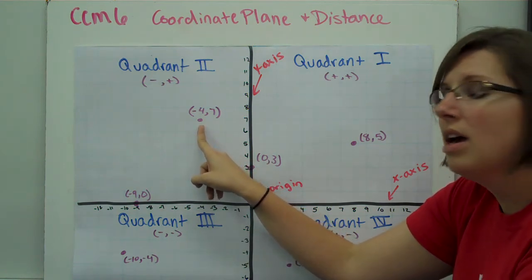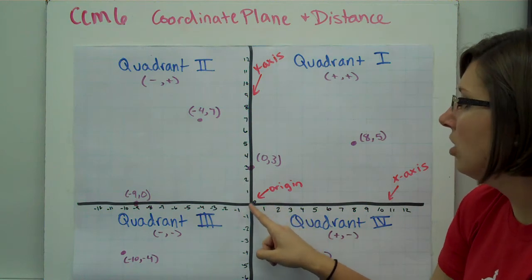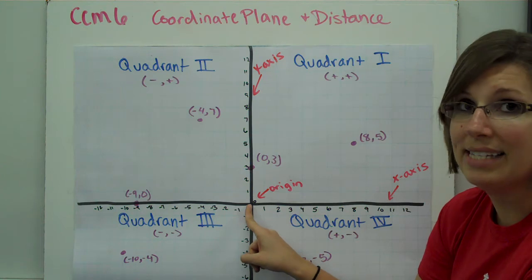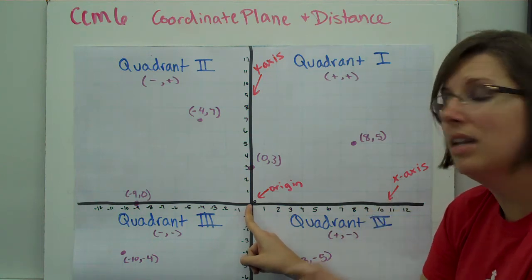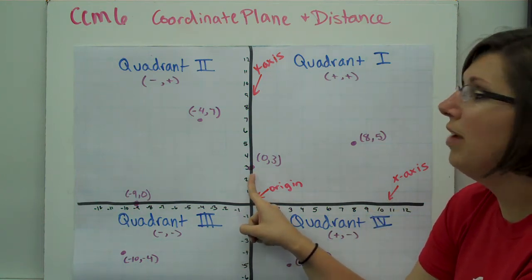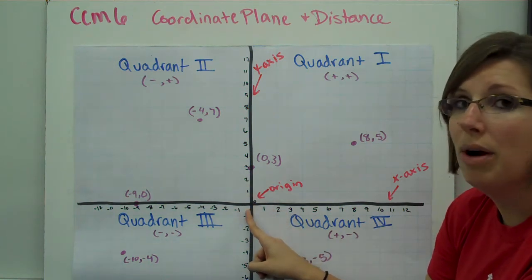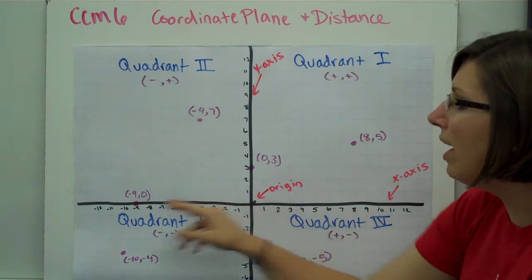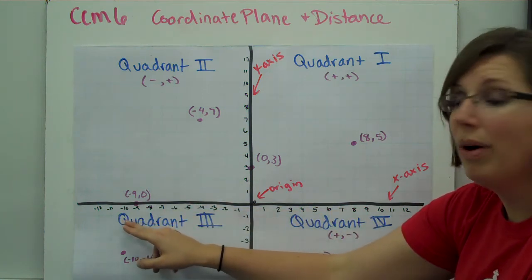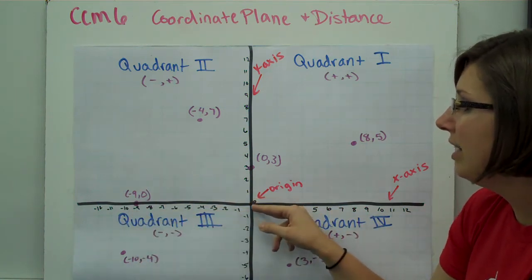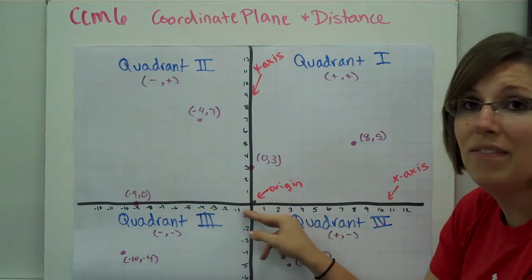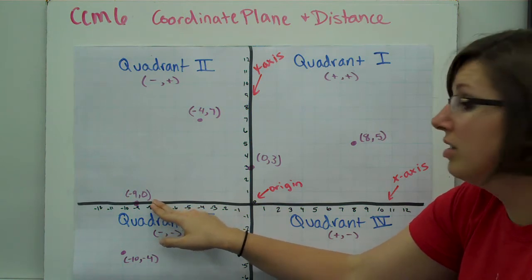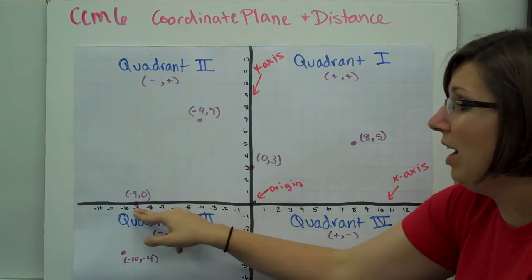If a number starts with a 0, that means you do not move left or right on the x-axis at all. You move 0 spaces. On the y-axis, I would move up 3, and that's my point, (0, 3). And on the x-axis, there's a point over here. It's (-9, 0), because I moved -9 spaces on the x-axis, but 0 up or down. So that's this point, (-9, 0).